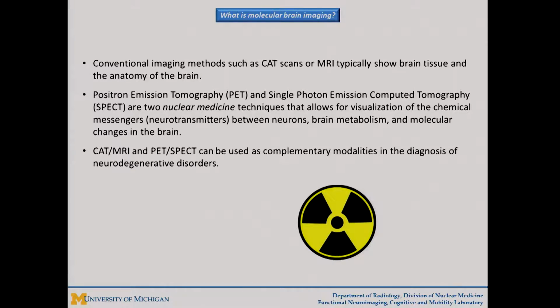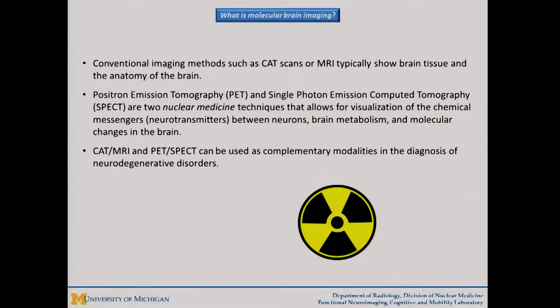So I'm from the Department of Radiology, and so we do a lot of brain imaging, also known as neuroimaging. A lot of you might be familiar with MRI or CT scans. With an MRI scan or a CT scan, we can typically show brain tissue and the anatomy of the brain, and we use those scans. What we're really interested in, what our major part of the business is, is called positron emission tomography, PET scans, and that is a nuclear medicine technique.